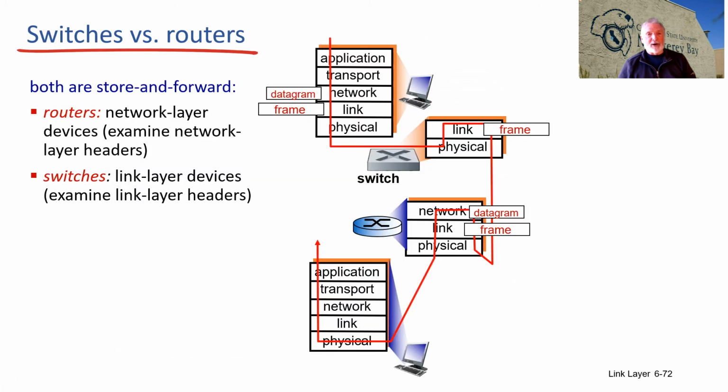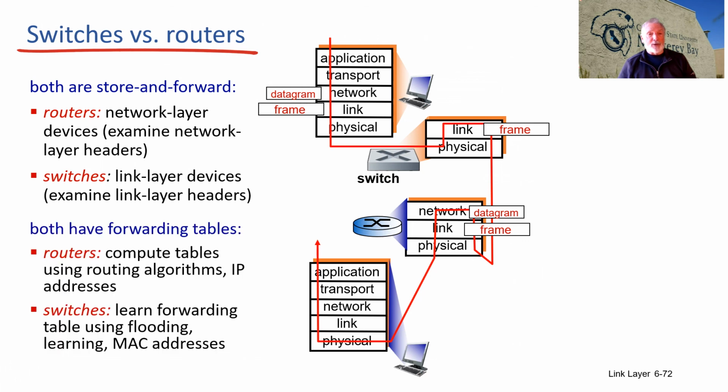Let's look at the similarities and differences between switches and routers. Both switches and routers store and forward packets, but routers operate at the network layer, whereas switches are link layer devices. Both types of devices use forwarding tables. Routers compute routing tables using routing algorithms and IP addresses. Switches populate their forwarding tables using MAC addresses via flooding and learning.